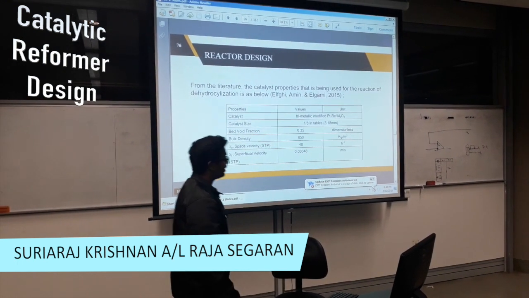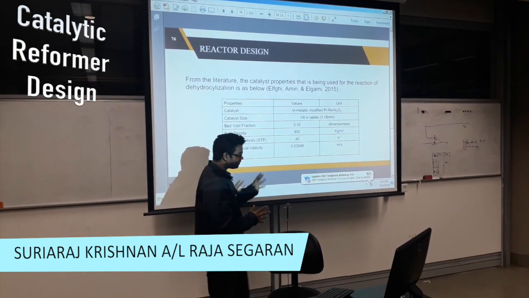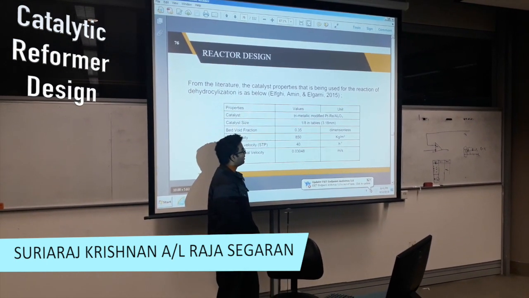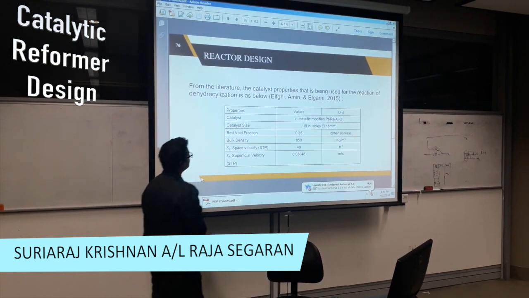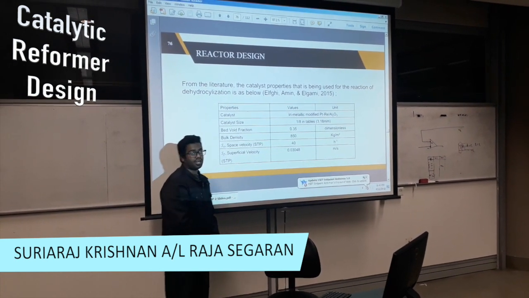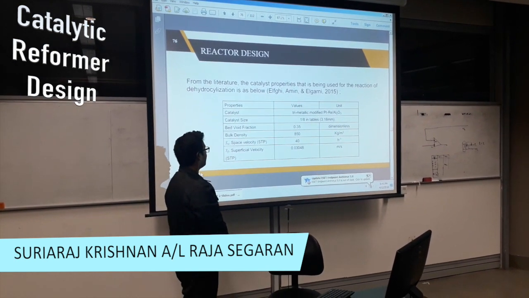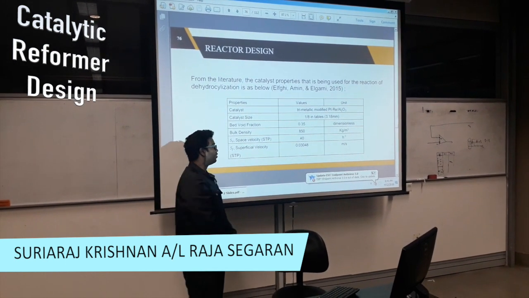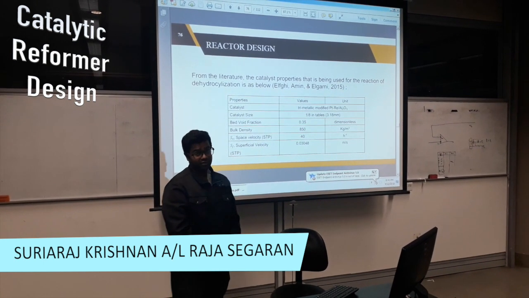From our literature you can find that the catalyst best suited for this reaction is a trimetallic modified aluminum oxide. The catalyst size used is 3.18 millimeter. The bed void is 0.35. Bulk density is 850 kilogram per meter cube, and the space velocity and superficial velocity are reported in the literature from the experimental data.